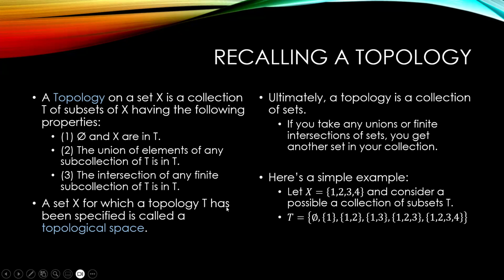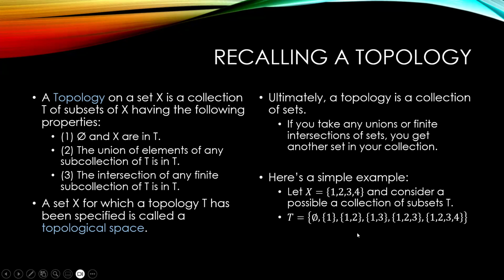A set X for which a topology T has been specified is called a topological space. This is really our basic space. This is our way of describing some collection of objects, and we've been using it throughout the entire semester. This is where we always go whenever we need to describe some object. Ultimately, a topology is just a collection of sets. If you take any unions or finite intersections of sets, you get another set in your collection.